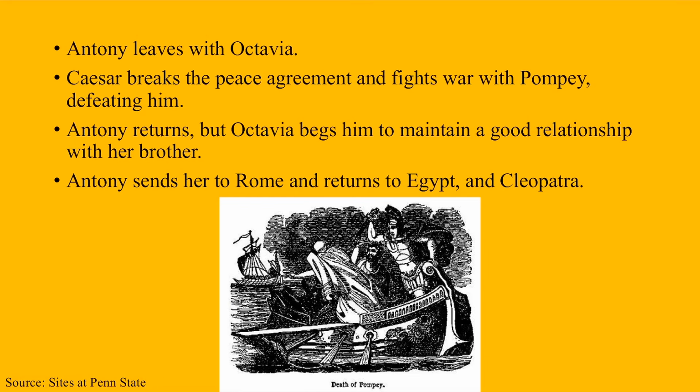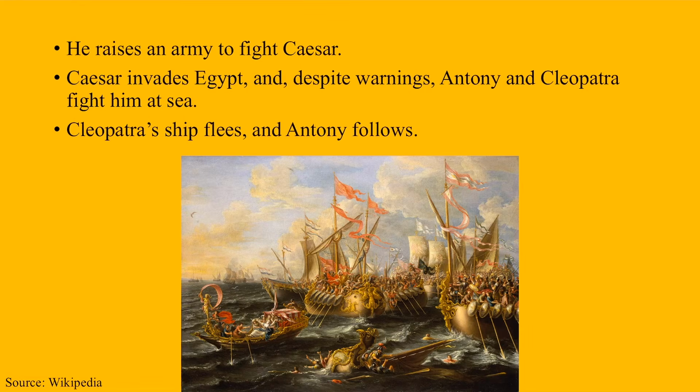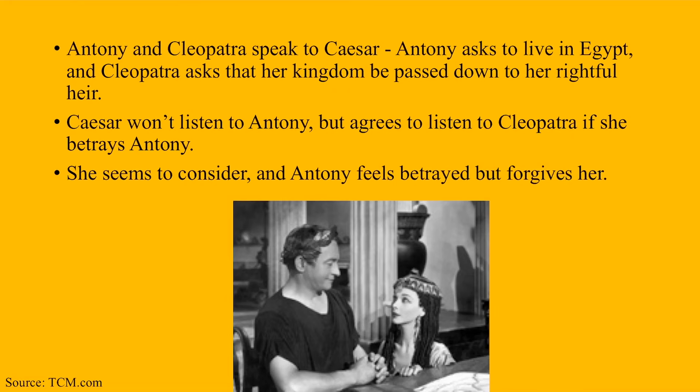Antony sends her to Rome and returns to Egypt and to Cleopatra. He raises an army to fight against Octavius Caesar. Caesar invades Egypt and, despite warnings, Antony and Cleopatra fight him at sea. Cleopatra's ship flees and Antony follows. Antony and Cleopatra speak to Caesar.